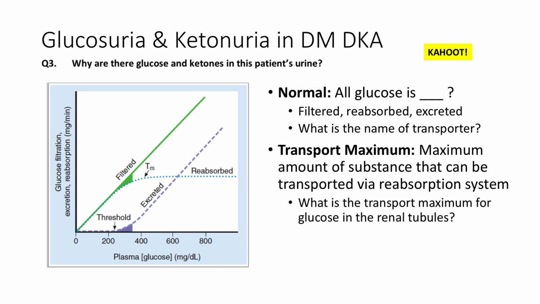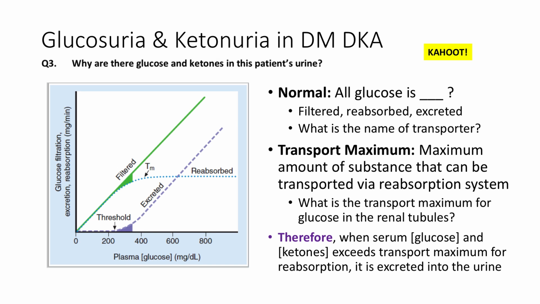But what you need to know is that the answer to this question, why are there glucose and ketones in the patient's urine, is because serum glucose and ketone concentrations exceeded the transport maximum for reabsorption, causing them to be excreted in the urine. Is everyone clear? Was I too fast? Anyone want to see the slide?